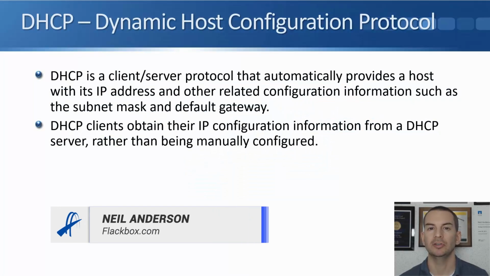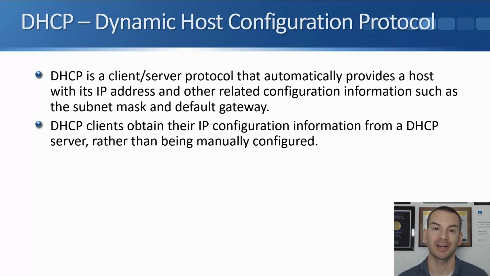In this lecture, you'll learn about DHCP, the Dynamic Host Configuration Protocol. It's a client-server protocol that automatically provides a host with its IP address and other related configuration information like its subnet mask and default gateway. The DHCP clients obtain their IP configuration information from the server rather than being manually configured. So this can save you a lot of legwork.